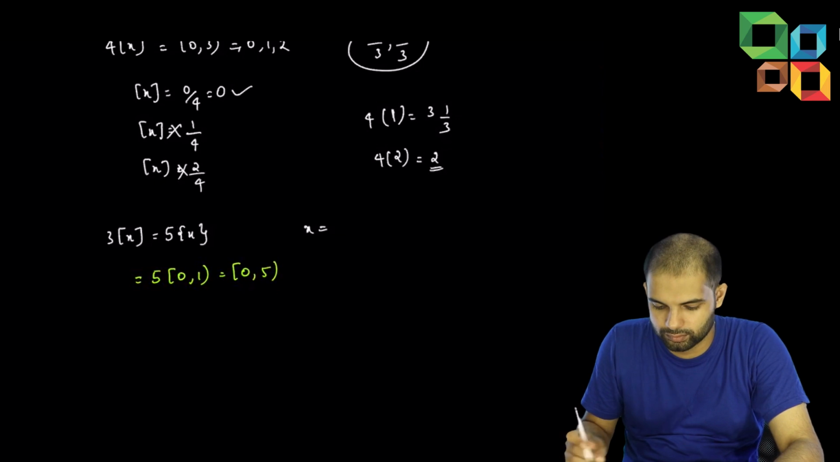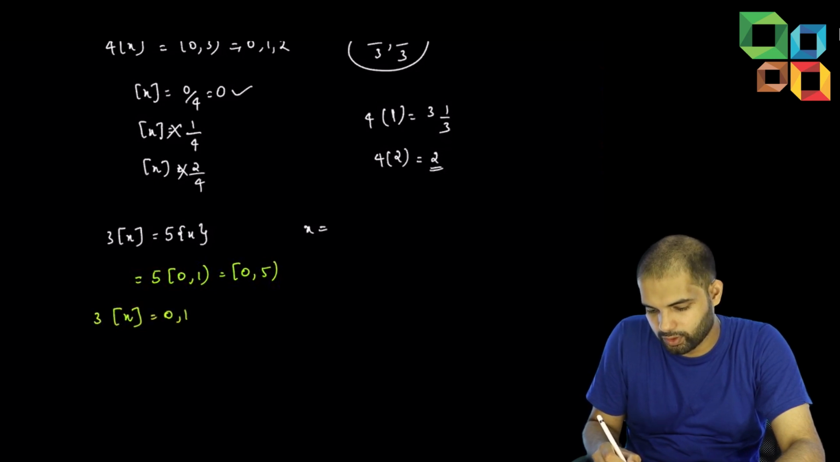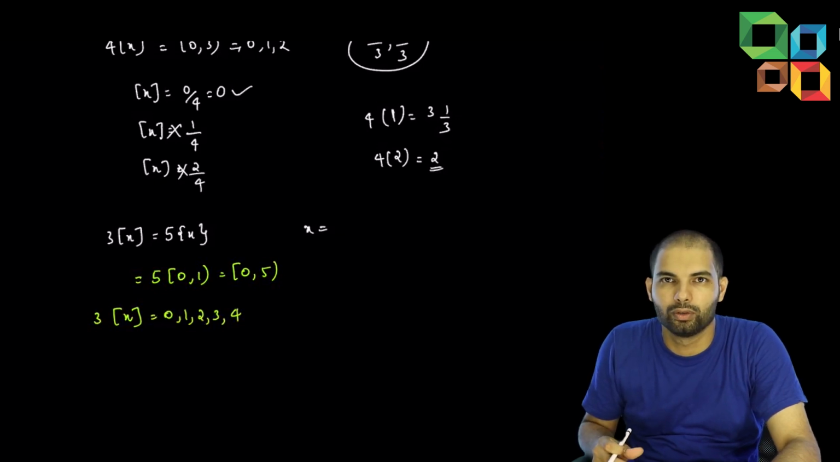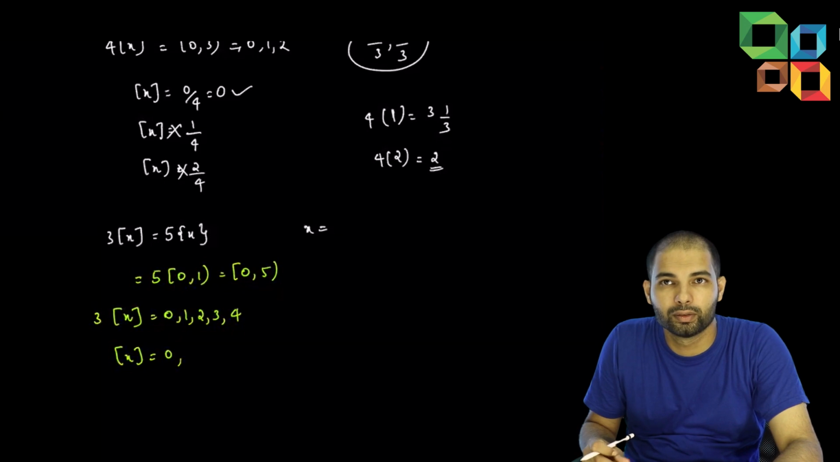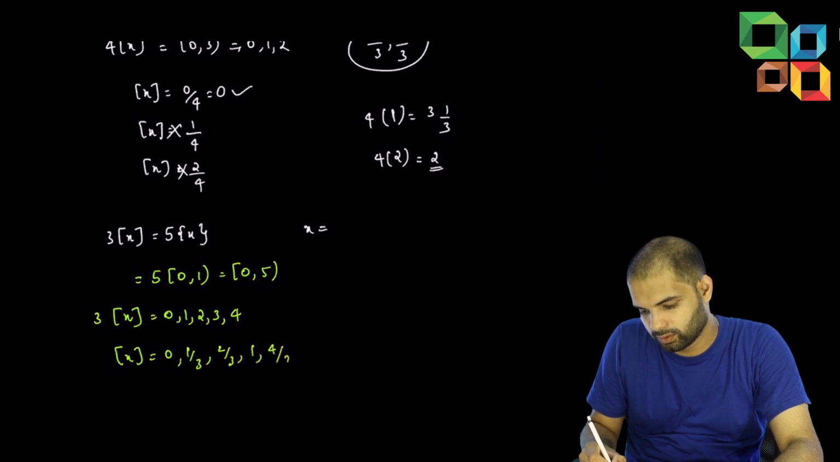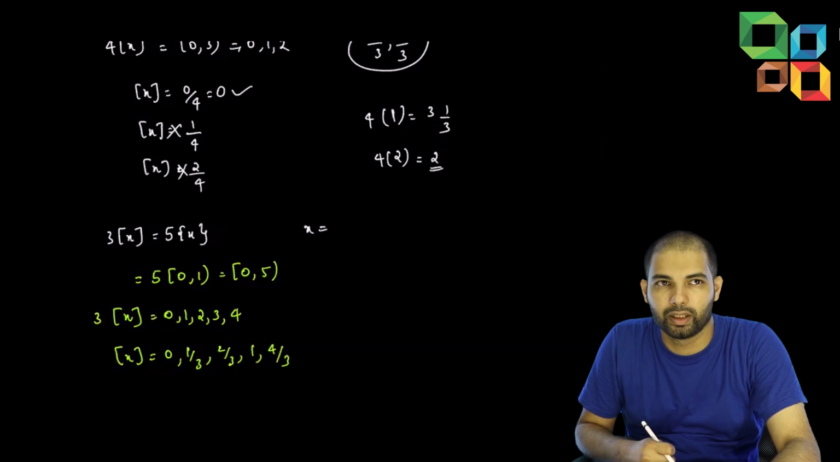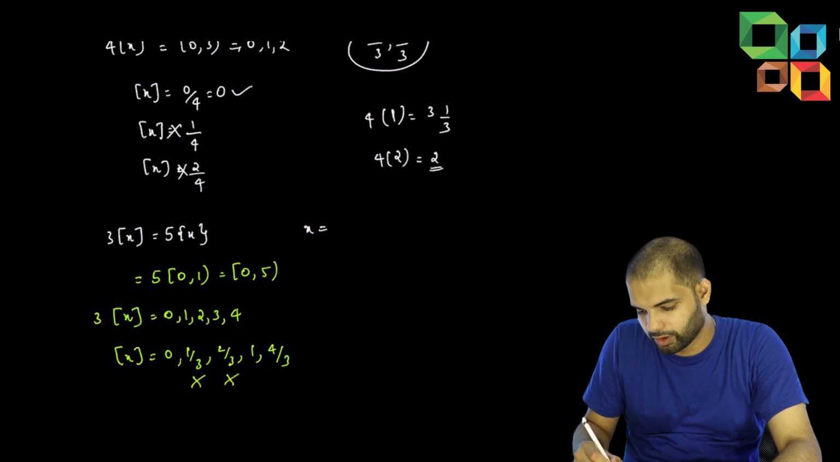Therefore, 3 times the integer part of x can be equal to 0, 1, 2, 3, and 4. Then if we take cases, we'll get the integer part of x equals 0, and 1 by 3, 2 by 3, and then 4 by 3. Agreed, 1 by 3, 2 by 3, and 4 by 3 are clearly not the answer, because they are not integers, right?